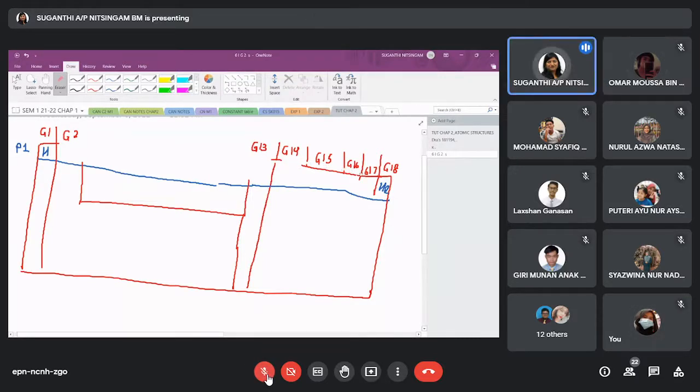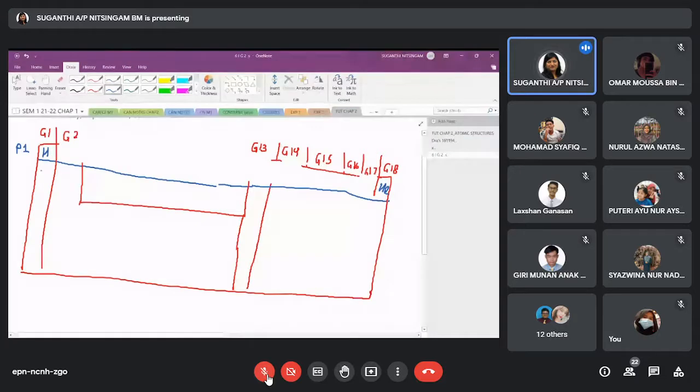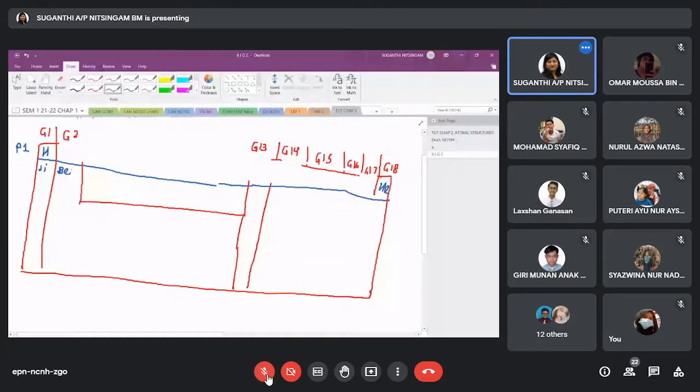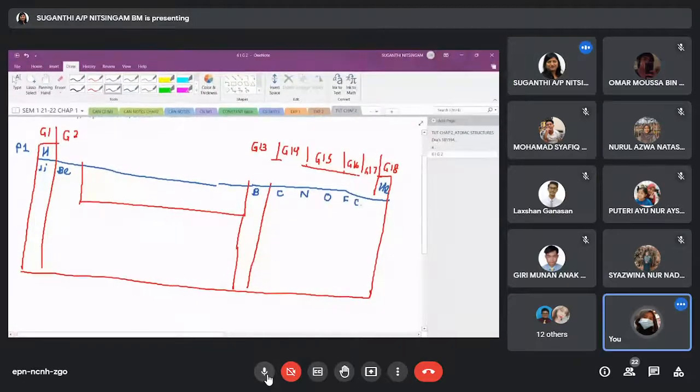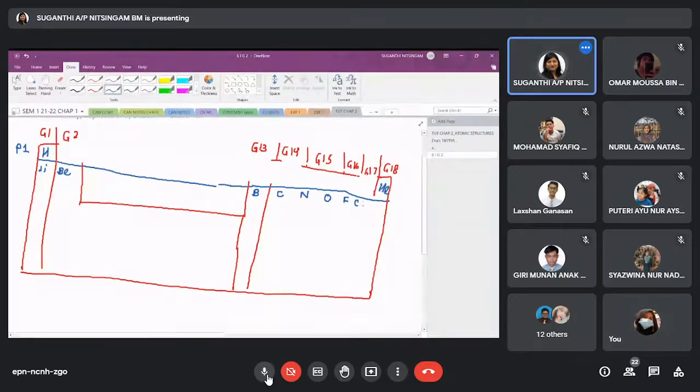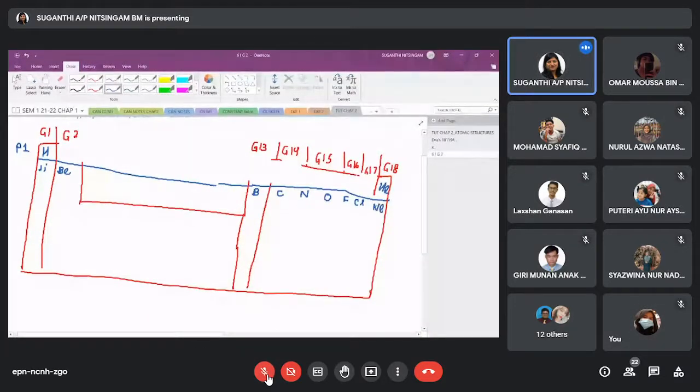Betul. Dah belajar masa Form 4? Belajar ke tak belajar? Tak. Pandailah kamu. Okay. Hydrogen, helium. And then lithium, beryllium. Then boron, carbon, nitrogen, oxygen, fluorine, then neon, right? Fluorine and then neon, sorry, fluorine, neon.